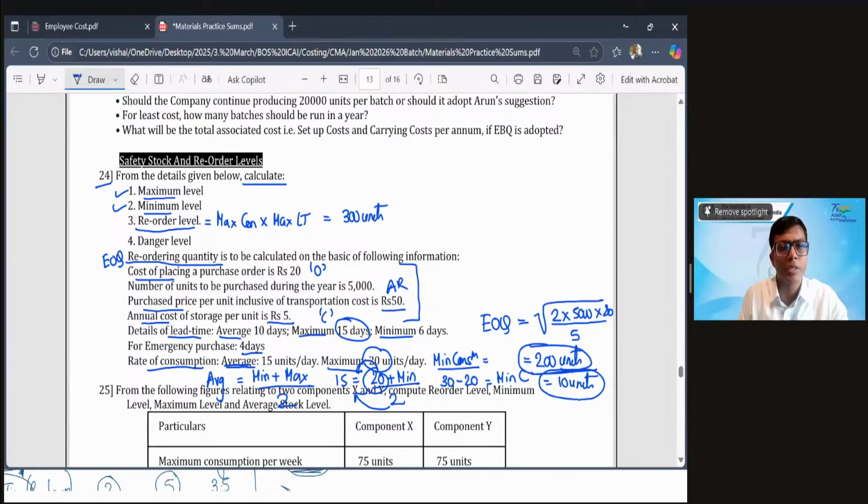Now I'll go to maximum level. It is reorder level plus EOQ, ROQ, whatever it is, which we have already calculated, 200 units, minus minimum consumption into minimum lead time. So this is my maximum level: reorder level plus EOQ or ROQ, whatever you can call it, minus minimum consumption into minimum lead time.